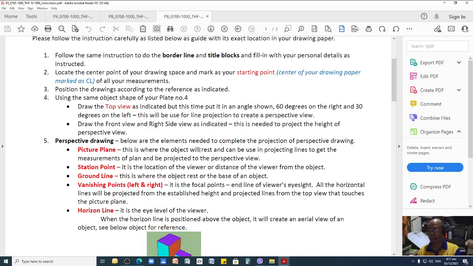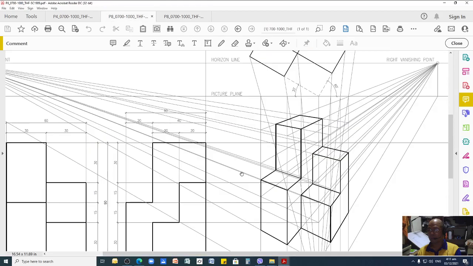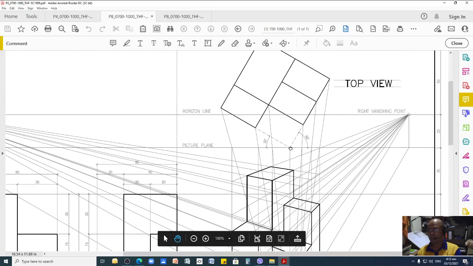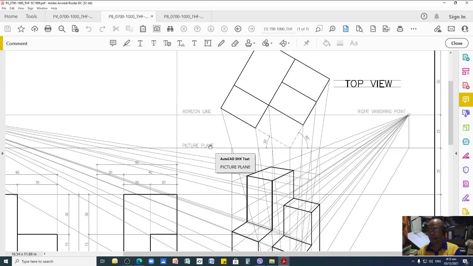So the picture plane is where your object rests or is set. Let me show that. Just remember that your picture plane is this one. When it comes to your top view, that is where your object touches. This picture plane is not always at the corner. You can put your picture plane here, because your picture plane will be your basis to measure or to project a certain measurement of your plan.